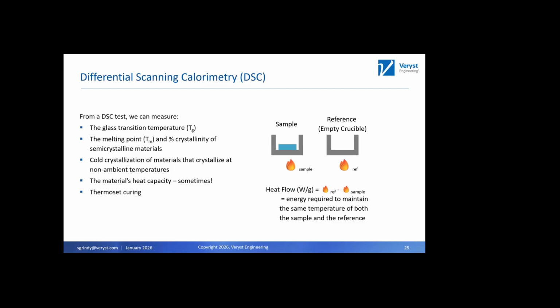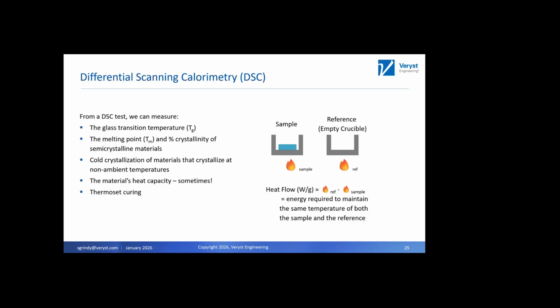So I'd like to move on from the DMA to the DSC, or differential scanning calorimeter. I want to spend a little bit of time discussing exactly how this technique works, because DSC is extremely powerful, but is, I think, very counterintuitive, or at least unintuitive, to understand.